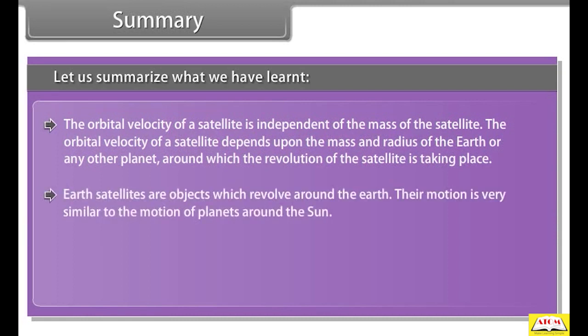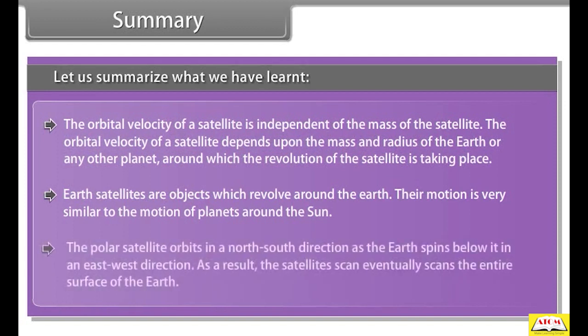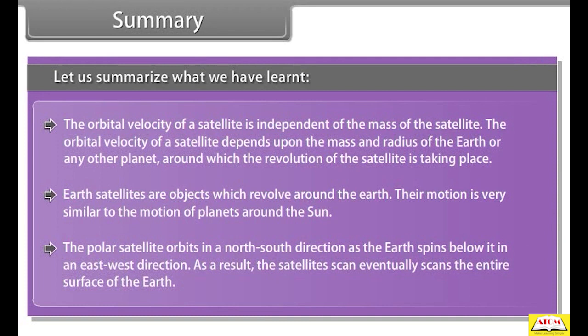Earth satellites are objects which revolve around the Earth. Their motion is very similar to the motion of planets around the Sun. The polar satellite orbits in a north-south direction, as the Earth spins below it in an east-west direction. As a result, the satellite eventually scans the entire surface of the Earth.